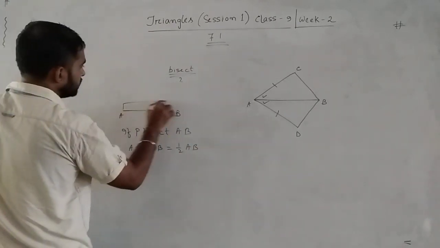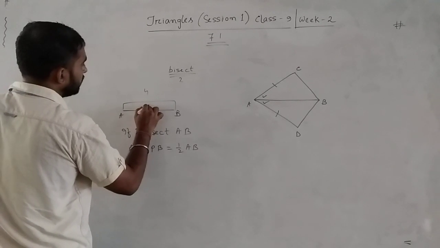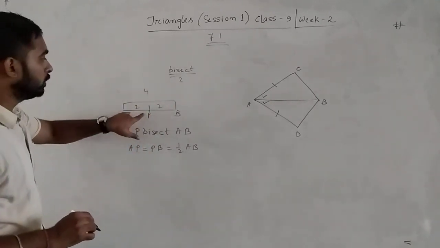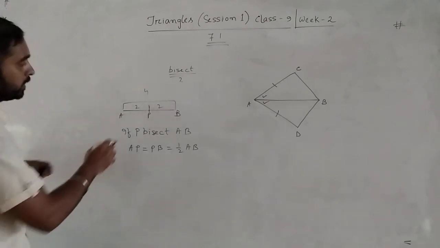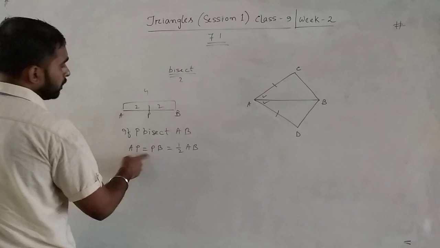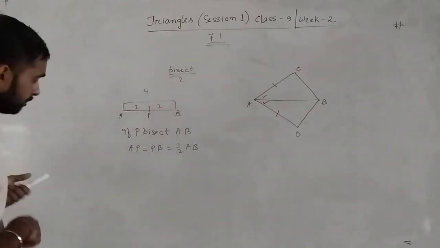Why? Suppose this is 4. If this is the midpoint, then this will be 2 and this will be 2. So 2 equals 2, and 2 is half of 4, or not? That's why if P is the midpoint of AB, then AP equals PB equals half of AB.